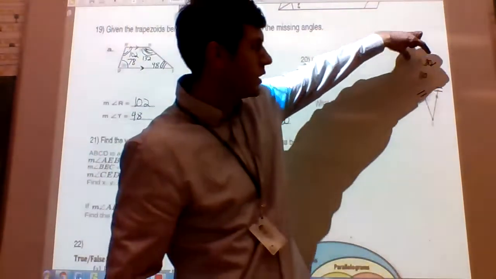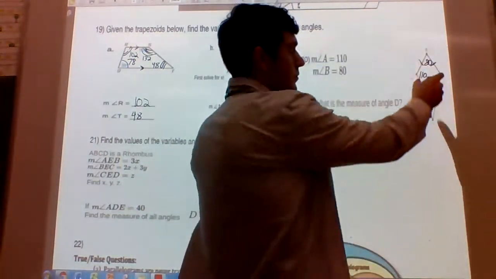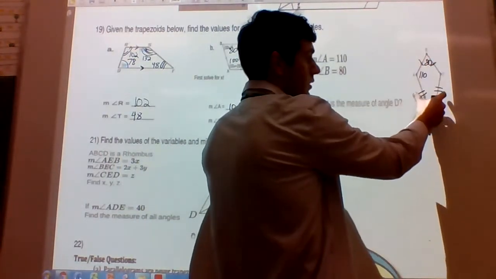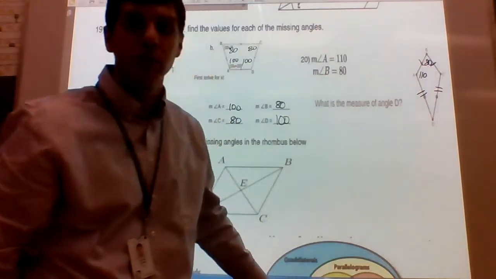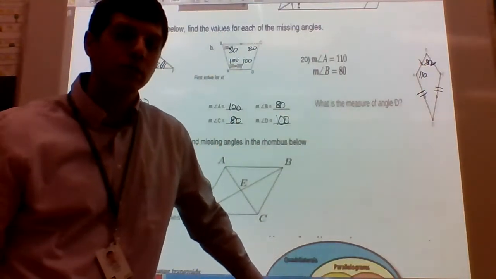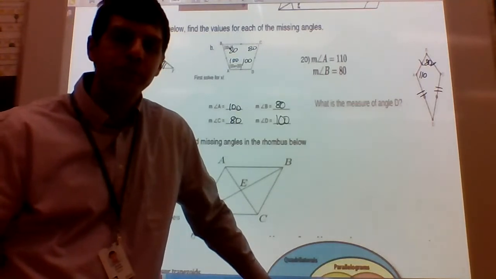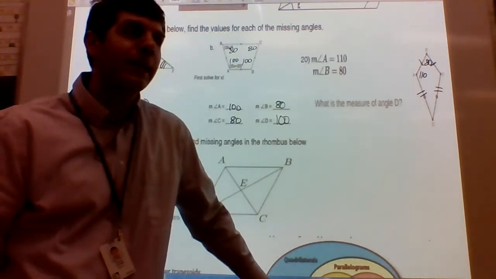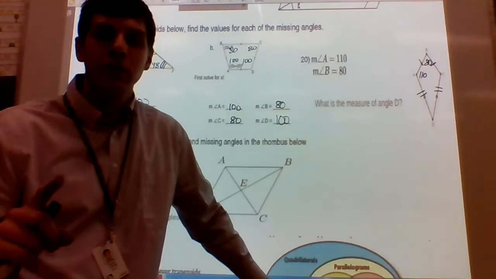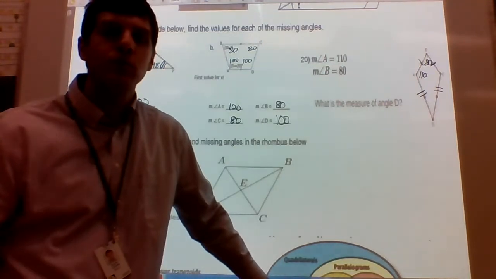So here's one pair of adjacent sides that are congruent, and then a second pair of adjacent sides that are congruent, or consecutive sides that are congruent. Adjacent and consecutive can be used interchangeably here. We know that there's one pair of angles that are congruent in a kite, and those are the angles that are between the two pairs.